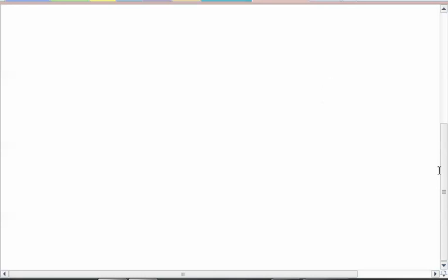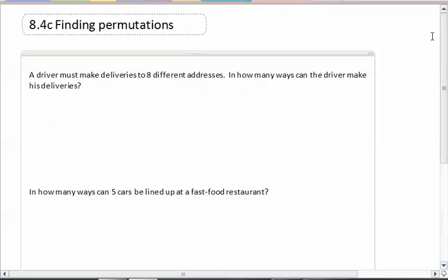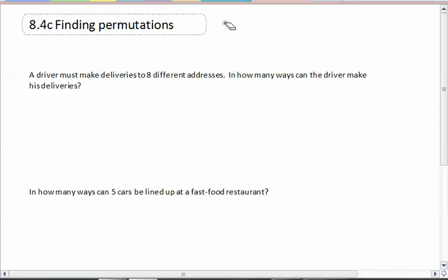Alright, so we're going to take a look at something called permutations. Permutations are talking about ways that something can happen, except that we're considering order. Permutations are about considering the order in which events happen. And this first example says a driver must make deliveries to 8 different addresses. How many ways can the driver make his deliveries?